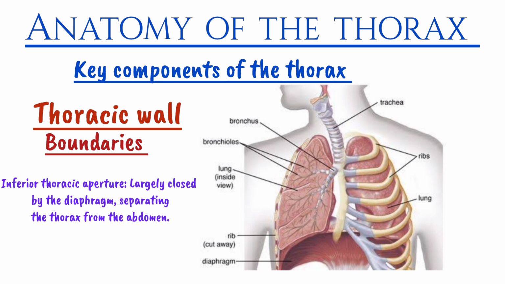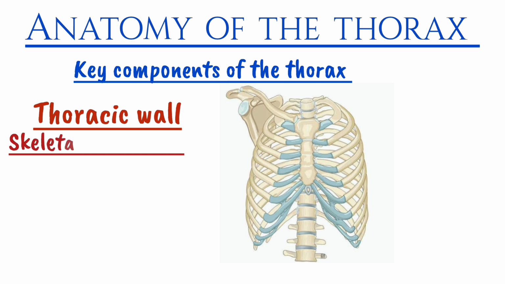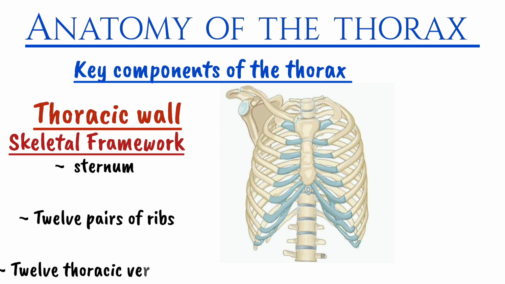So the next thing we have to talk about is the skeletal framework of the thoracic wall. The thoracic skeleton comprises the sternum, 12 pairs of ribs, and 12 thoracic vertebrae. It also has interconnecting joints like the intervertebral discs, the costovertebral, the sternocostal, and the sternoclavicular joint.